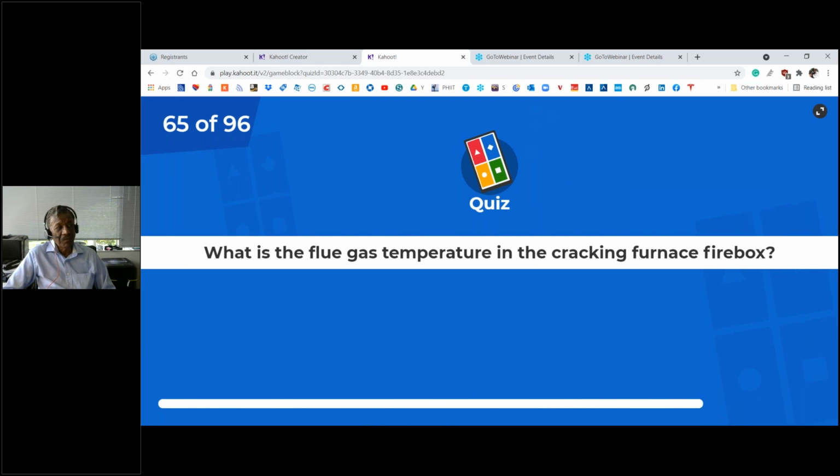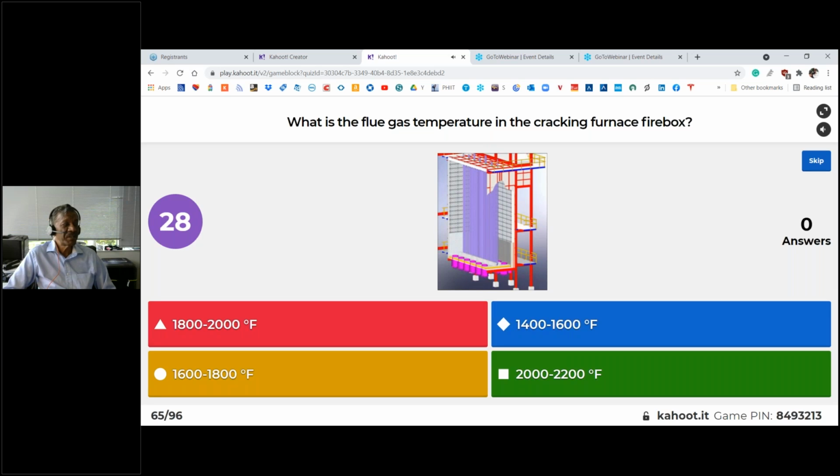And then we want to ask you what is that flue gas temperature in the firebox. This is also known as bridge wall temperature, the flue gas temperature leaving the radiant section after giving out the heat.